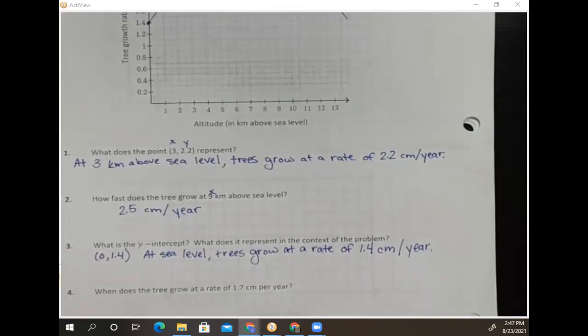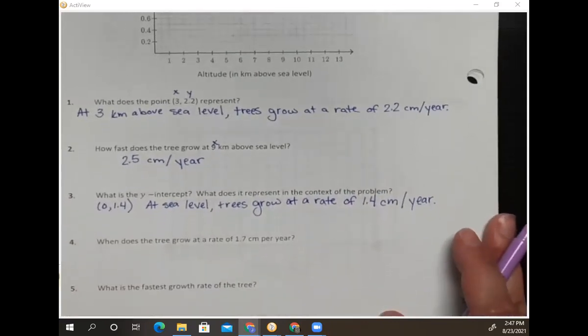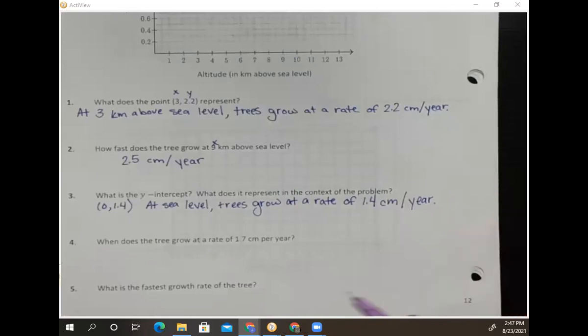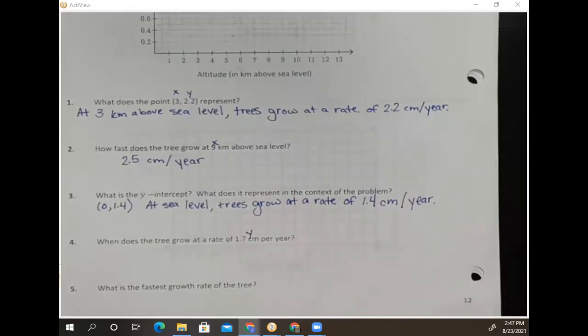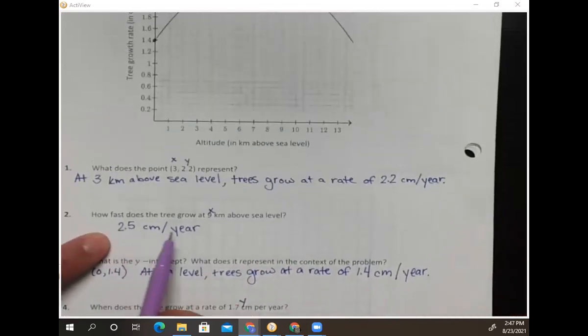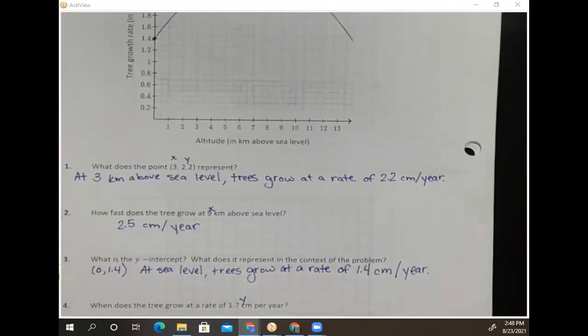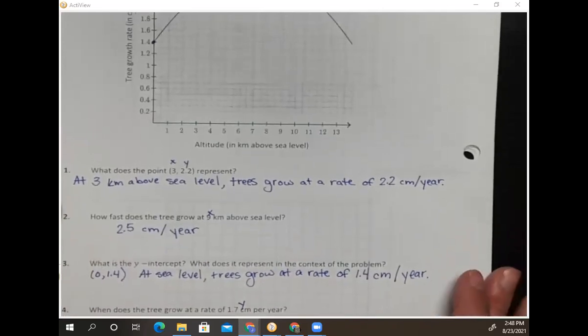Okay, we have a couple more questions we're going to answer about this particular graph. So number 4 says, when does the tree grow at a rate of 1.7 centimeters per year? So what I have is a growth rate. I have a y value. We want the x that matches it. So exactly the opposite of what we did for number 2. Okay, we have a y. We want to find the x that matches it.